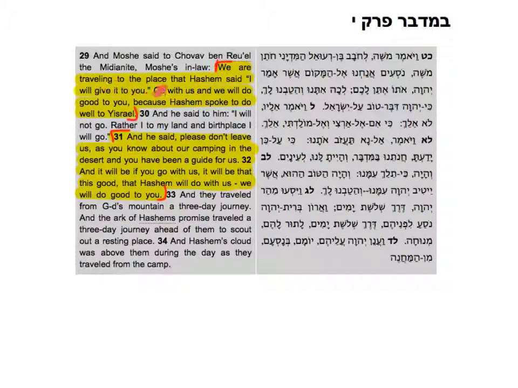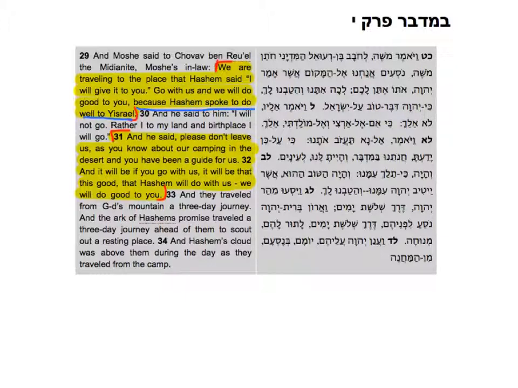We are traveling to the place that Hashem said, I will give it to you. Go with us and we will do good to you. Why? Because Hashem spoke to do well with Yisrael, and that's the important part right there. Chovav gives a reason. Moshe gives a reason for why good things will happen to Chovav, but it's not because he deserves it. It says because Hashem spoke to do good to Yisrael.